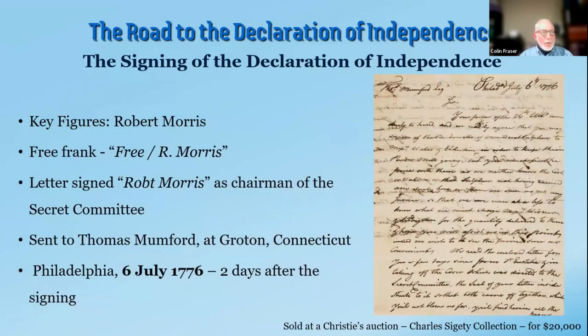Robert Morris, another of the signers, and it says up on top there, "Free R. Morris," and he signed it, Robert Morris, as chairman of the secret committee, and it was sent to Thomas Mumford at Groton, Connecticut, 2 days after the signing of the Declaration of Independence.